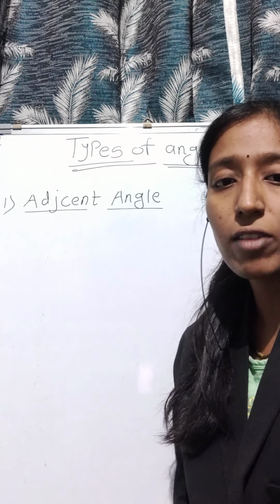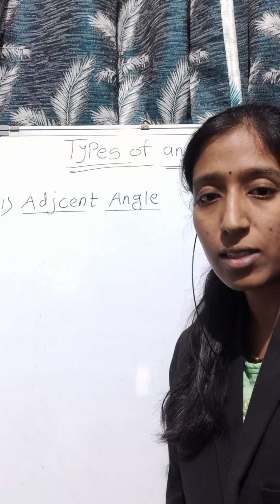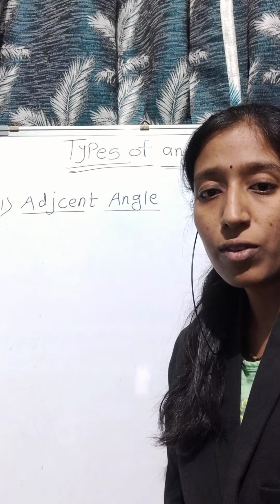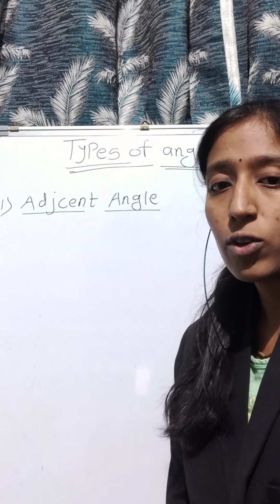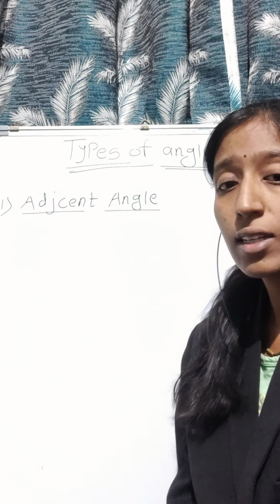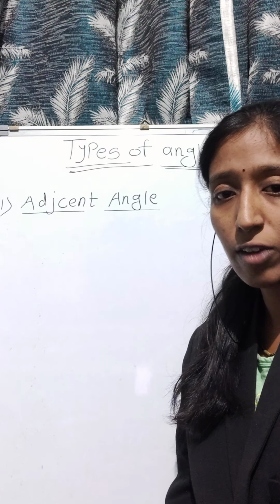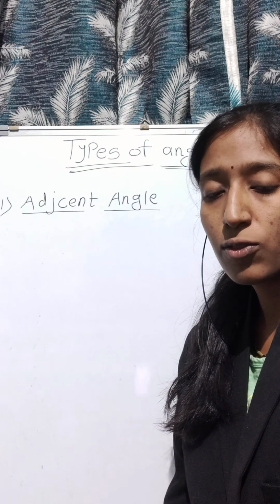In the previous lecture we have seen three to four types of angles like acute angle, obtuse angle, straight angle, and reflex angle. Today we are going to see three types of angles. The first one is adjacent angle. So what is the adjacent angle? This type of angle we have also seen. I will just explain it for your revision.